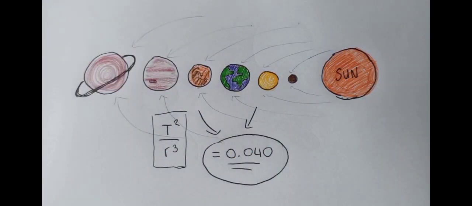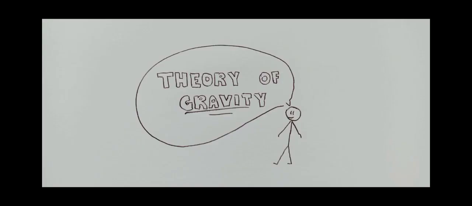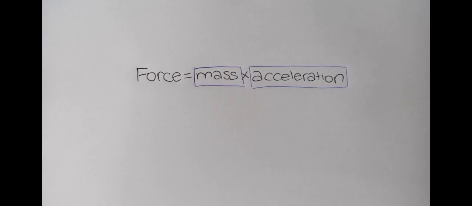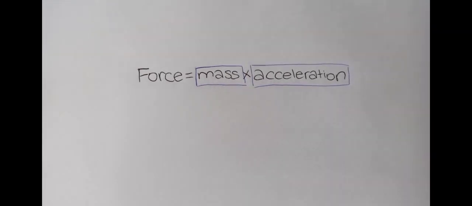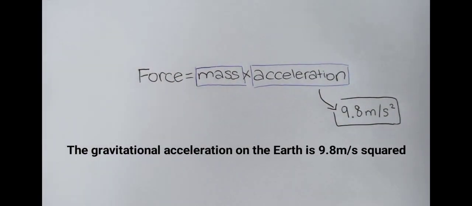So long ago, scientists were pretty surprised about this, and they actually didn't know what pulled the planets to move. Until finally, in 1687, Isaac Newton published a theory of gravity. Newton said that the total force of an object is equal to the product of its mass and acceleration. The value for the acceleration of gravity is most accurately known as 9.8 meters per second squared.